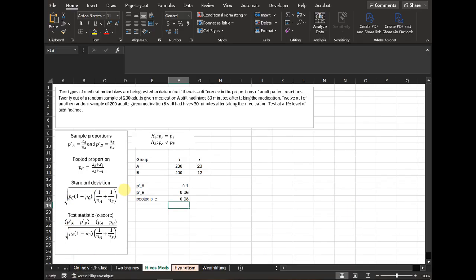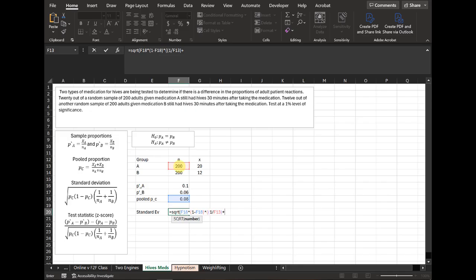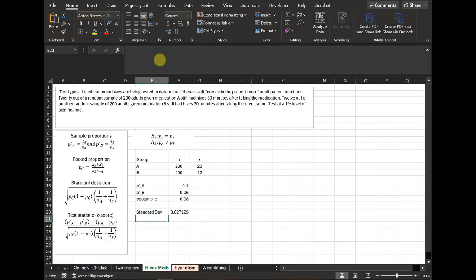So we're going to compute the standard deviation, and notice that this standard deviation is what's going to be the denominator ultimately for our test statistic. So I'm going to take the square root of the pooled P sub C times 1 minus that pooled P sub C, and then I'm going to have 1 over n from the first group plus 1 over n from the second group, and I take the square root of all that. So my standard deviation is 0.027129, so make sure you got that as well.